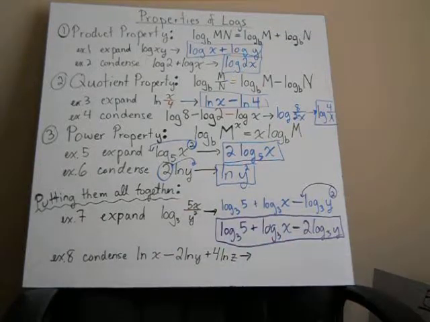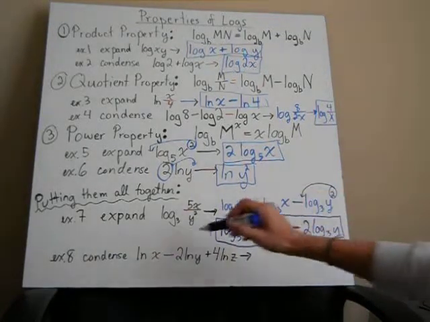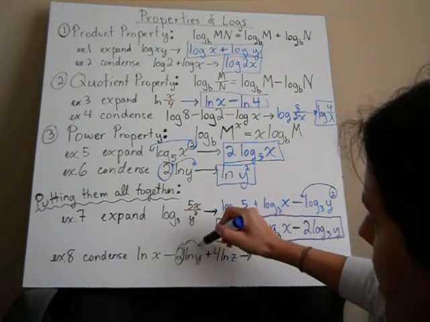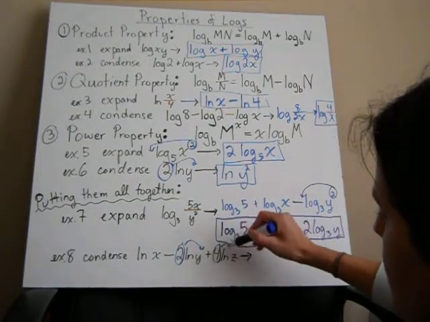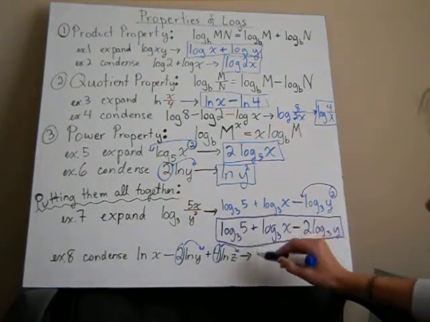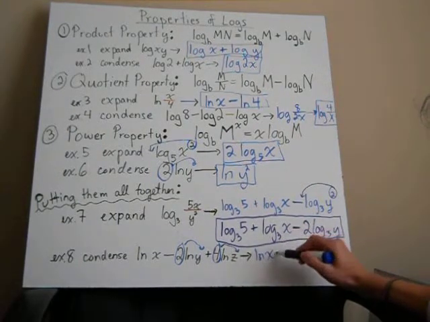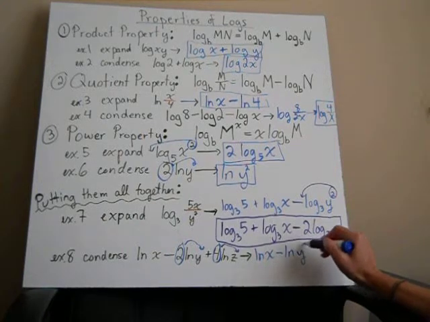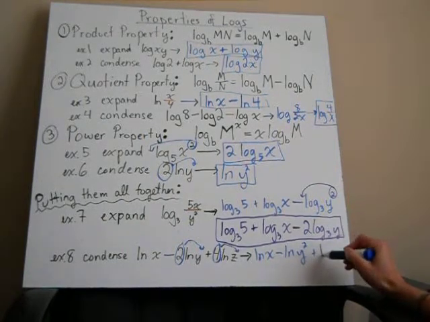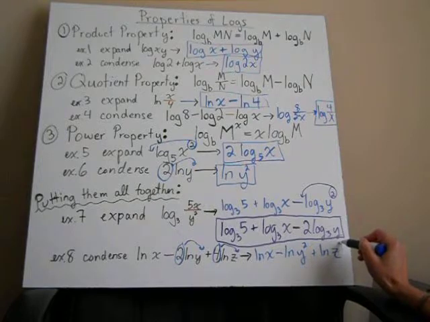Condensing, it helps to do your powers first. So you generally are going to put the power up first. So I have those numbers in front, remember, which are just powers. So the first step to do is to say that this is the natural log of x minus the natural log of y squared plus the natural log of z to the fourth.